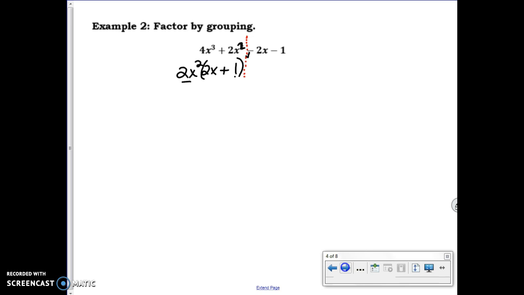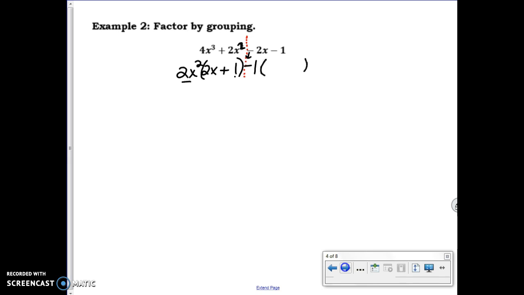So what I'm going to do is bring this sign down, and let's look at the common factor between these two terms. If you look at negative 2 and negative 1, there really is no other common factor besides a 1. So I'm just going to factor out a 1. And then we've got to write what we have left.